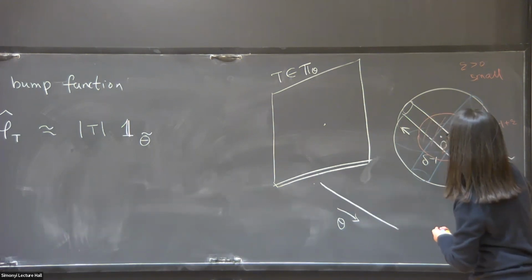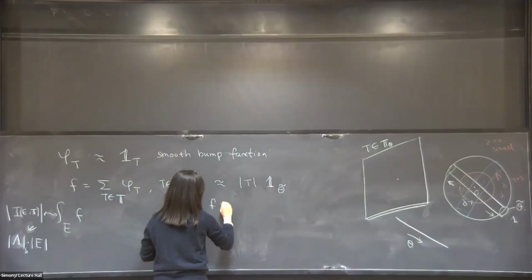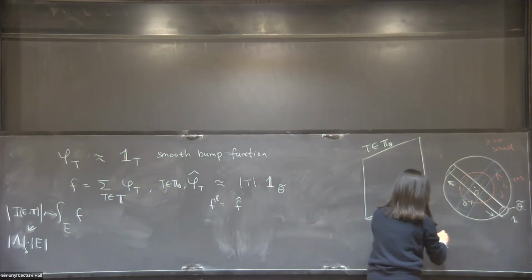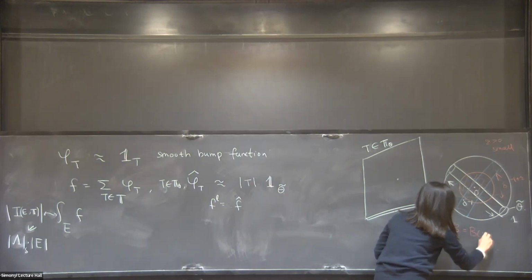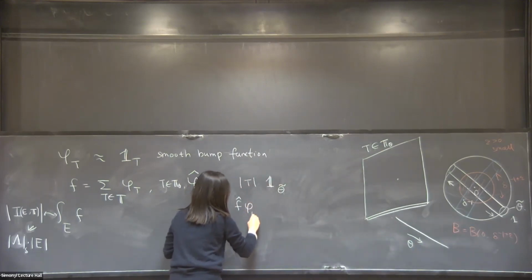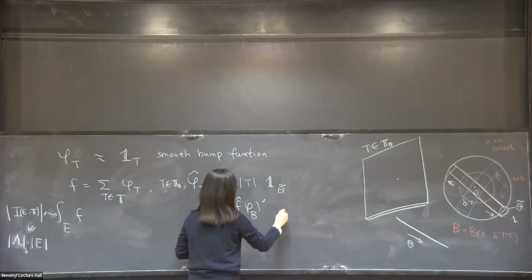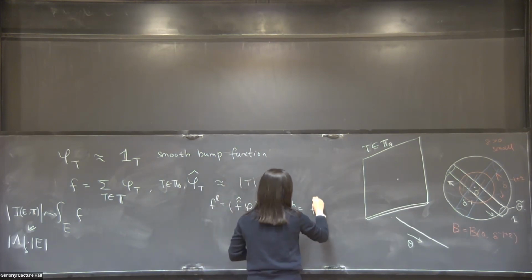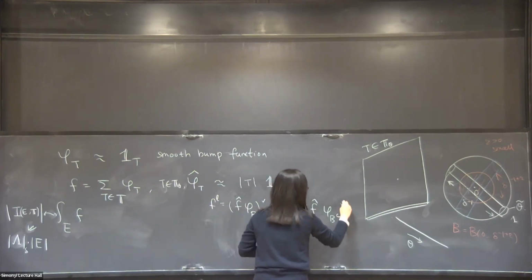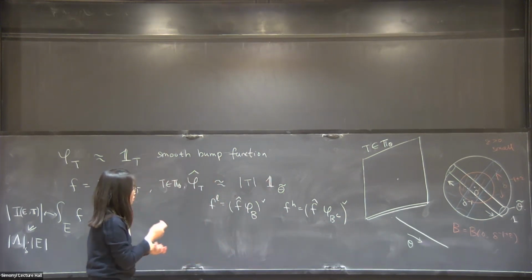And the inside we call the low frequency part. So the low frequency part is defined as the Fourier transform of F in the ball of radius delta to the minus one plus epsilon centered at the origin, times a smooth bump function at B, and then the inverse Fourier transform. And the high frequency part is the function on the complement of B.